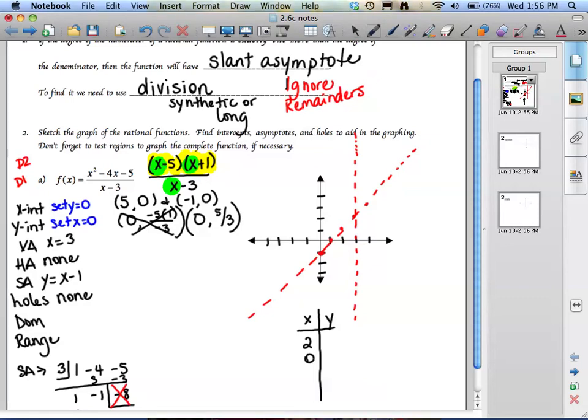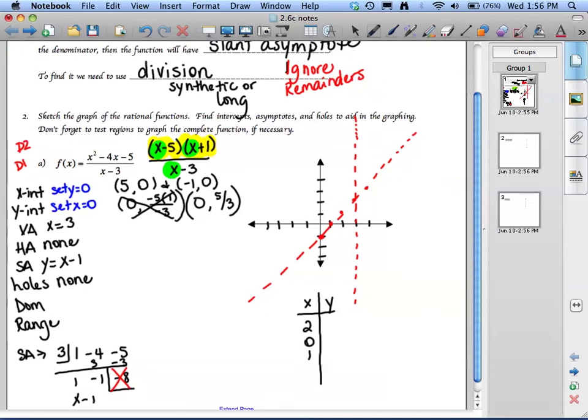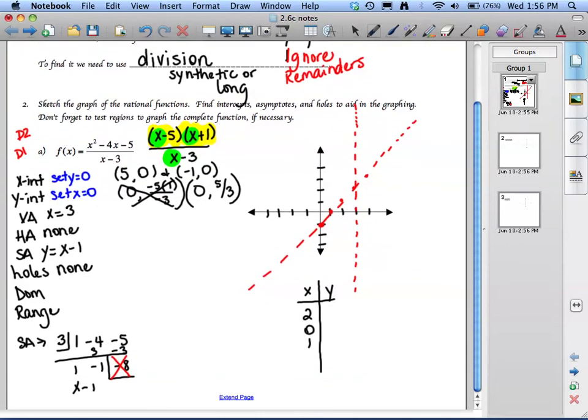What would be the benefit of using 0? I already figured it out, right? But you can do 1 too. Don't get me wrong, you can do 1. I'll write 1 down here. What about to the right of 3? What should I try? 4. And maybe 5? You can choose as many points as you need to figure out the behavior. Now it's simply plug and chug.